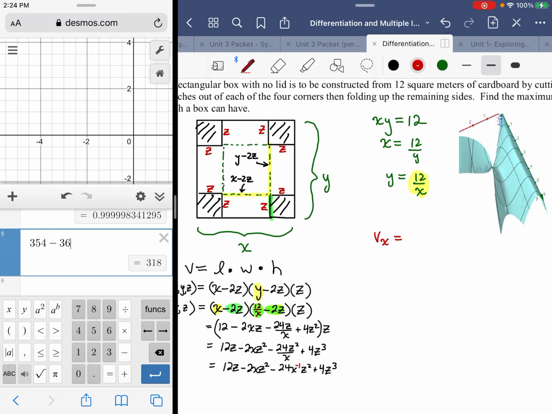Get rid of this. All right, so the 12z goes away. The second term, I'll highlight it real quick. The derivative of x goes to 1, so everything else stays put, so -2z squared. The derivative of the -24x to the -1st, blah, blah, blah. Well, the x to the -1st becomes -x to the -2nd. All right, so we'll make that a plus 24x to the -2nd z squared.